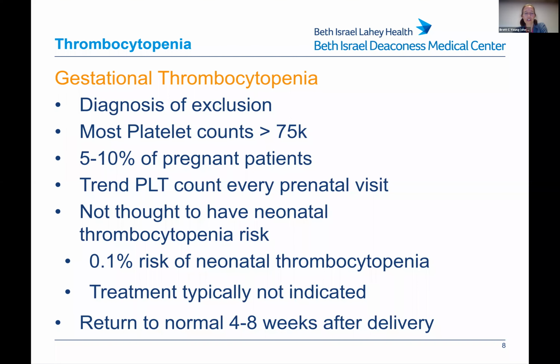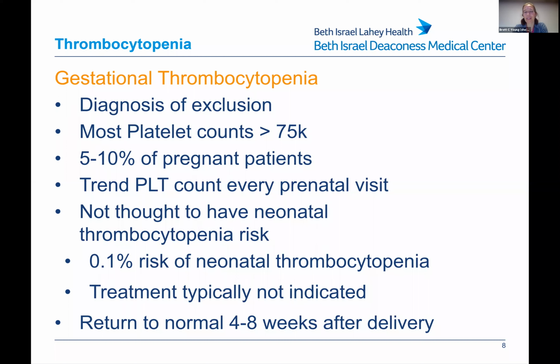So let's dive a little bit more into gestational thrombocytopenia. As we talked about, gestational thrombocytopenia is the most common etiology of thrombocytopenia that we see in pregnancy. It is a diagnosis of exclusion. So we typically cannot make a diagnosis of gestational thrombocytopenia until about 4 to 6 weeks after delivery, when we see that a patient had thrombocytopenia in pregnancy, and then afterwards the platelet count recovers. Most of the time, platelet counts are over 75,000. It's unusual to see a platelet count from gestational thrombocytopenia under 75.